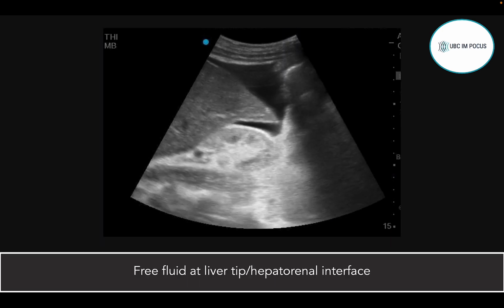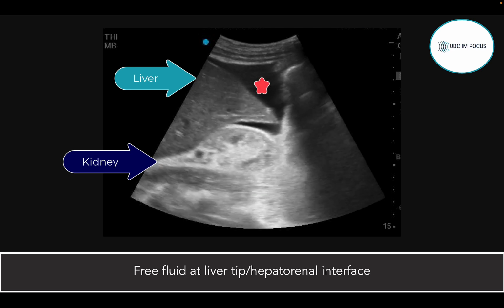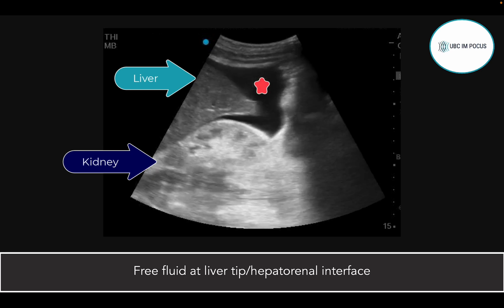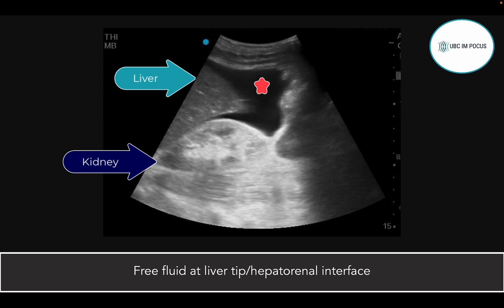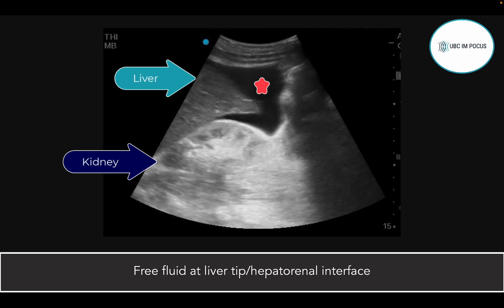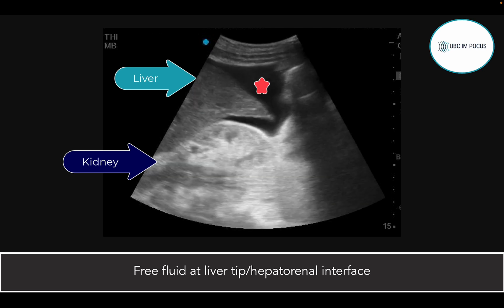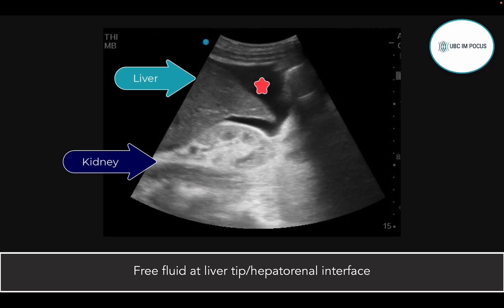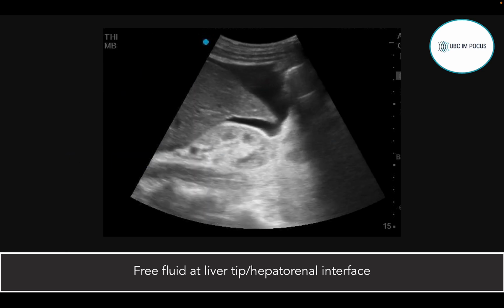Another nice example of some fluid at the liver tip. Again, a common place for fluid to hide on the right, the most sensitive place for fluid on the right side. We also see a kidney here, and you'll note that the kidney looks quite bright, quite hyperechoic. And you may see this in ultrasound reports on your patients when they report a bright echogenic kidney consistent with medical renal disease. So your patient with CKD will probably have a small, bright kidney that looks somewhat similar to this.